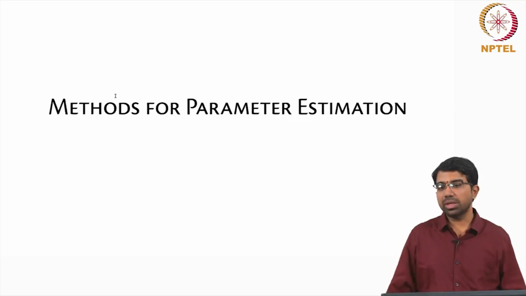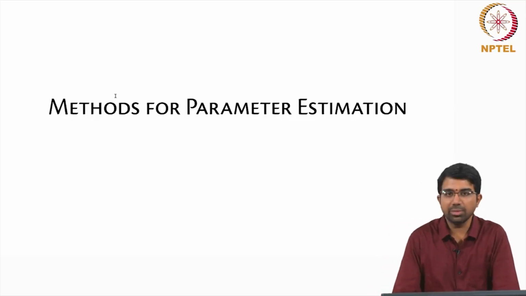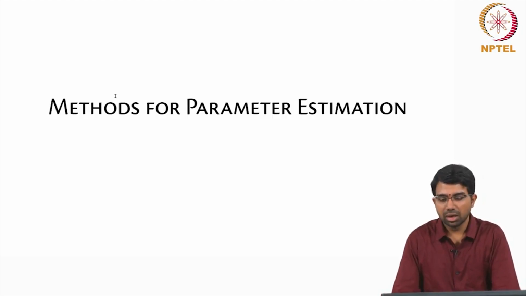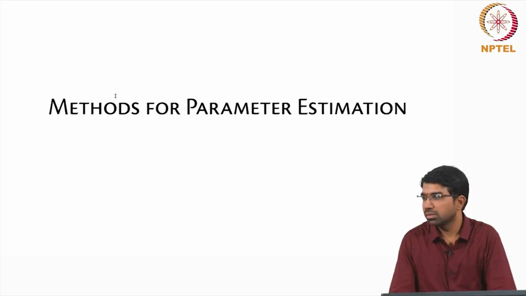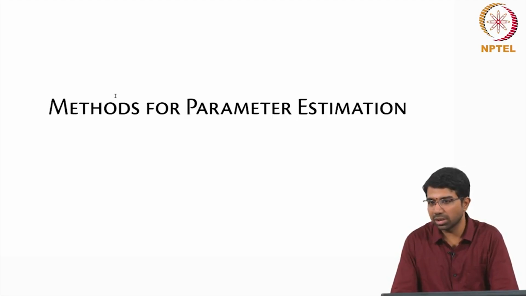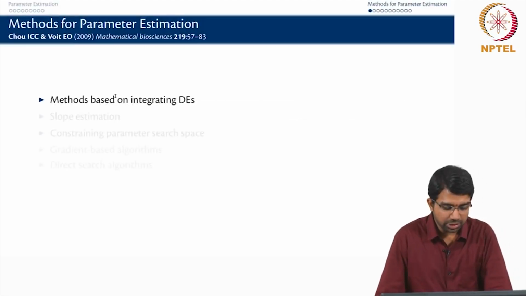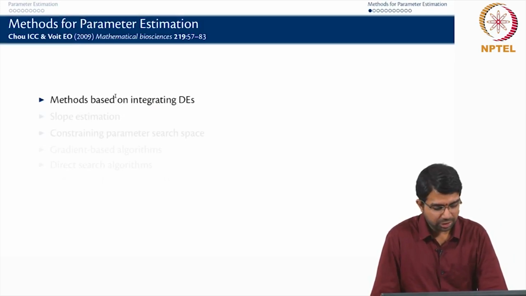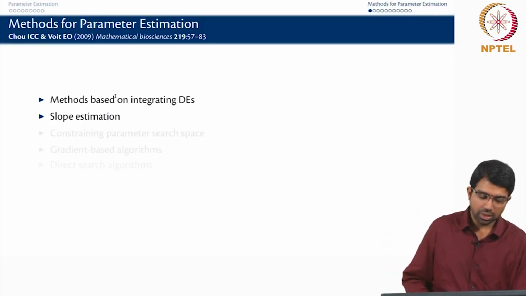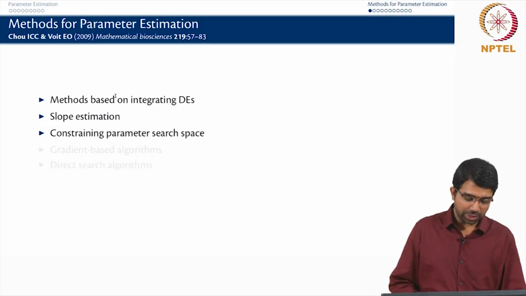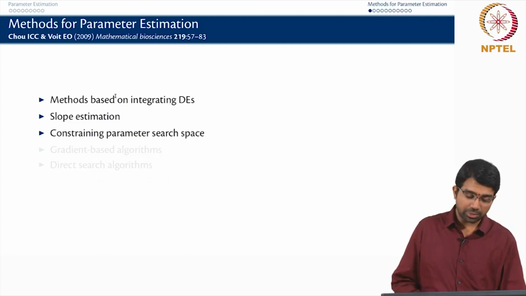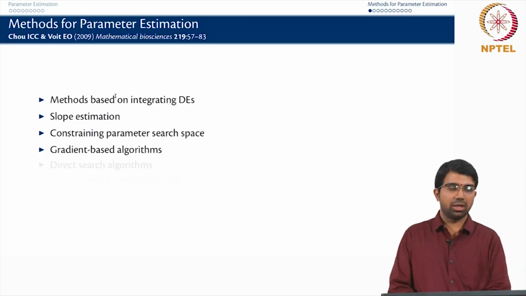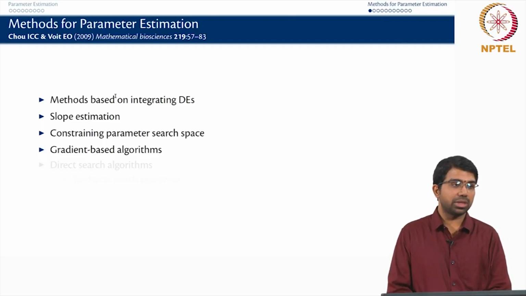So, let us now look at the methods for parameter estimation. There are many methods, and we are obviously more interested in the nonlinear optimization algorithms, because we have quite a nonlinear system. There are methods based on integrated and differential equations. There are methods that involve slope estimation. You typically want to constrain the parameter search space in your analysis, and there are also methods that involve gradient computations and so on.